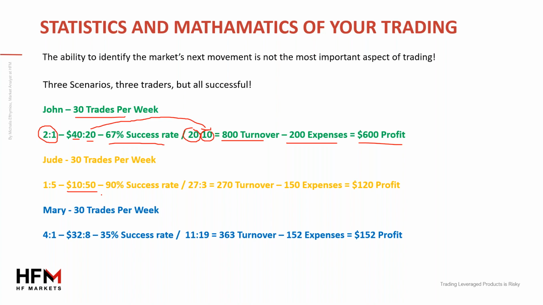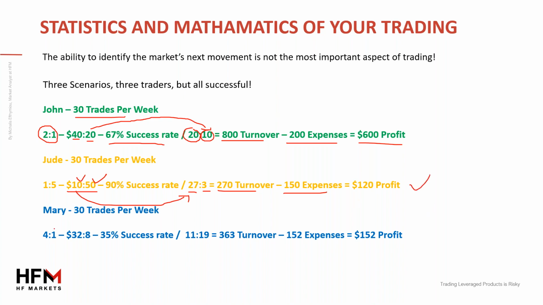It's absolutely fine. What you don't want is a negative reward to risk ratio and a low success rate or an average success rate, in which case there's no point. But we're going to look at how to improve this on the next slides. But you can see this basically means 27 trades in a profit, 3 trades in a loss. He's looking to earn 10 and he's risking 50. So 10 times 27, turnover of 270, 3 times 50, 150. So he's got a profit of 120.